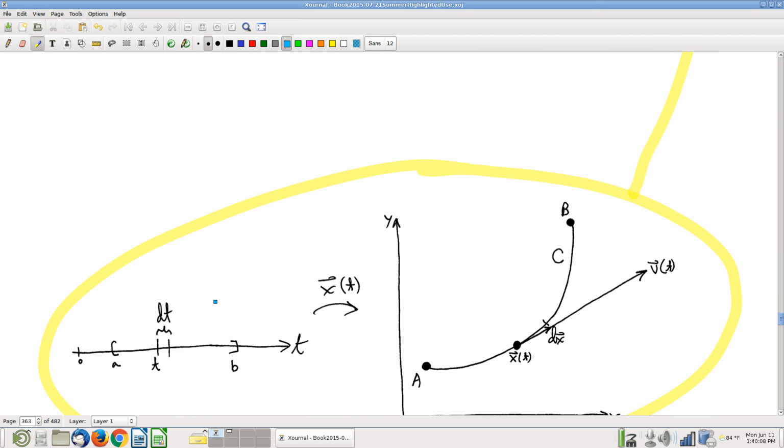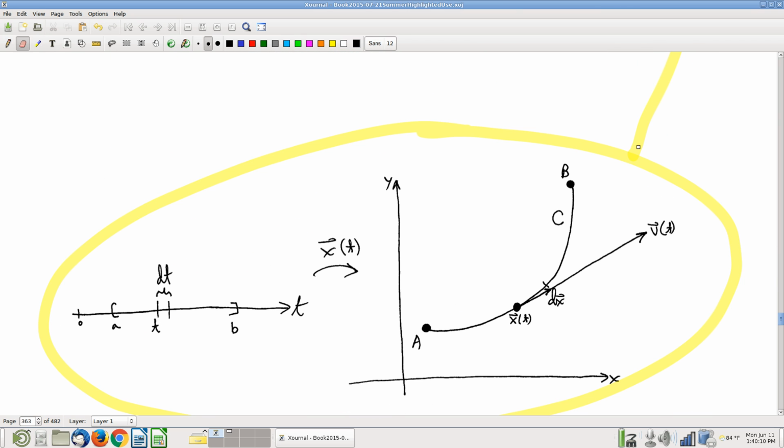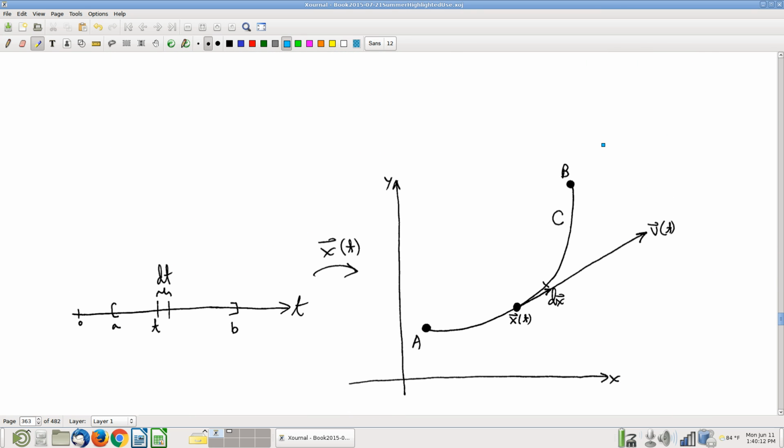Again, it's real easy to relate the things in question. So we're looking at this vector here, dx. There's our position differential, or dx vector. We've got this scalar quantity here, dt.